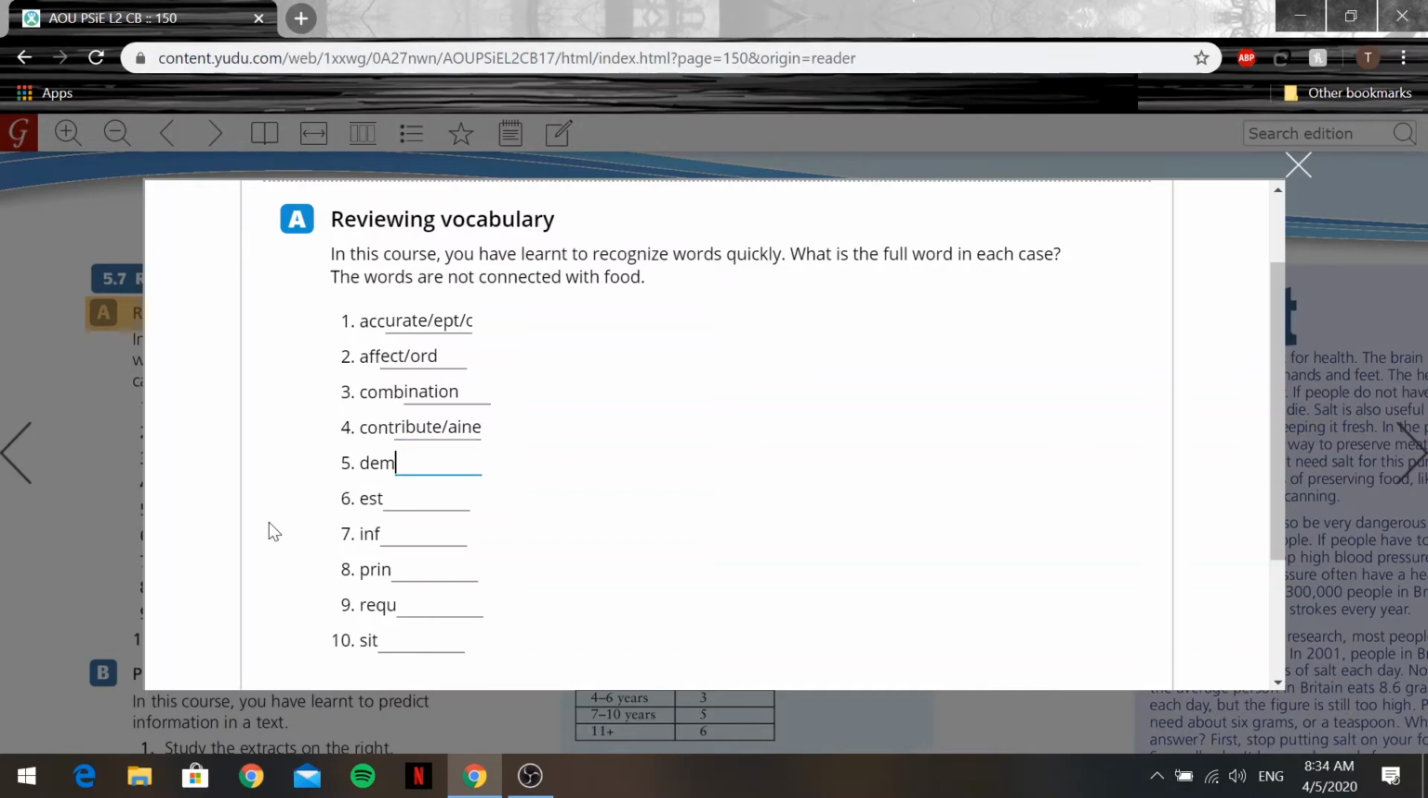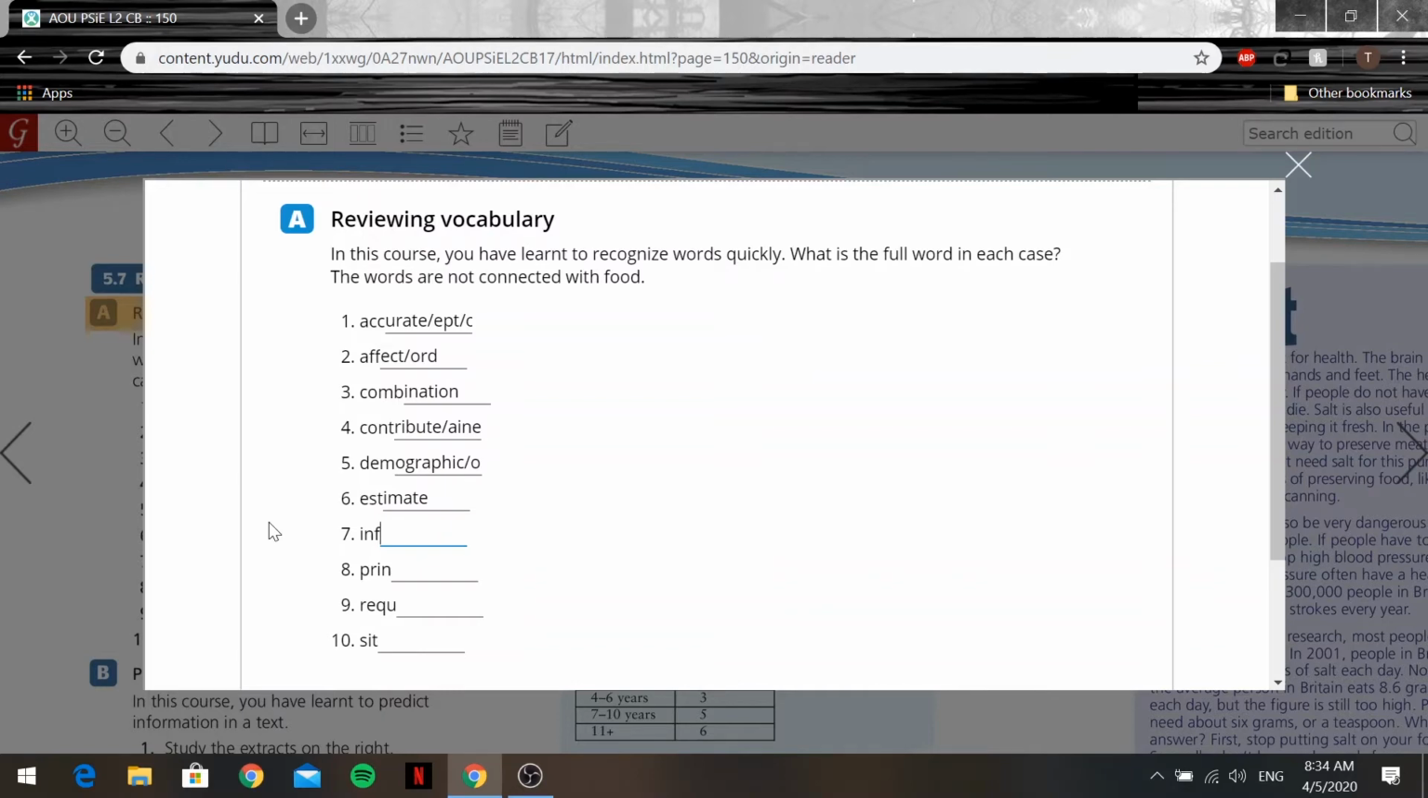Five, dem. I could say the word demographic, right? Actually, sorry about that. There's already an M here, so demographic, like so. And I could also say demonstrate. So, demonstrate. Yeah, okay. So demographic and demonstrate. Six, we have EST, so I'll say estimate, okay? Again, I keep messing up here, so estimate.